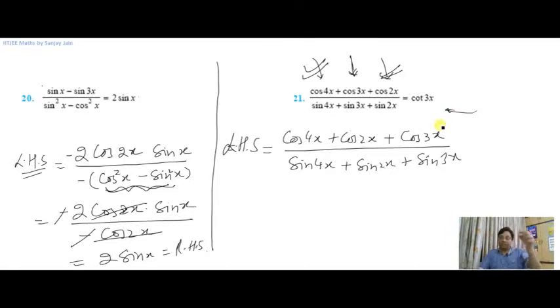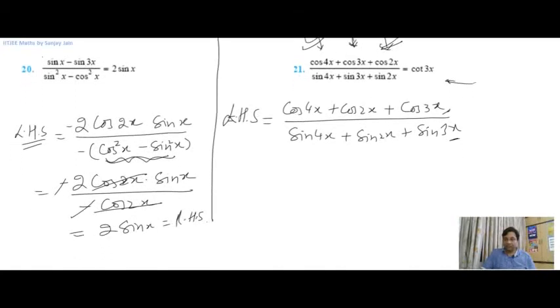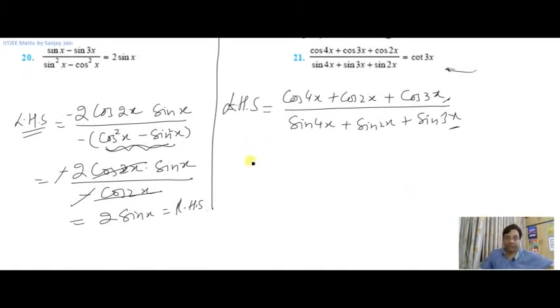So from the numerator you will have cos 3x common, and from the denominator also you will have sin 3x common, which will give you cot 3x. Let us see how it will happen, but this is my intuition after looking at the right hand side. So let me apply CD formula here.